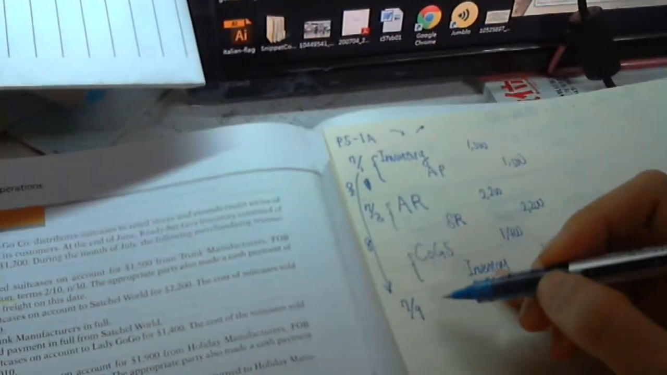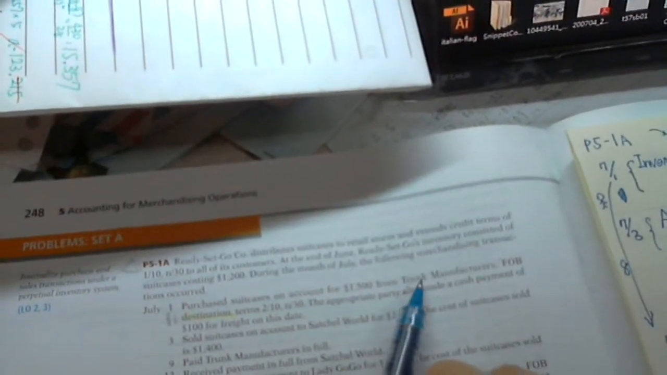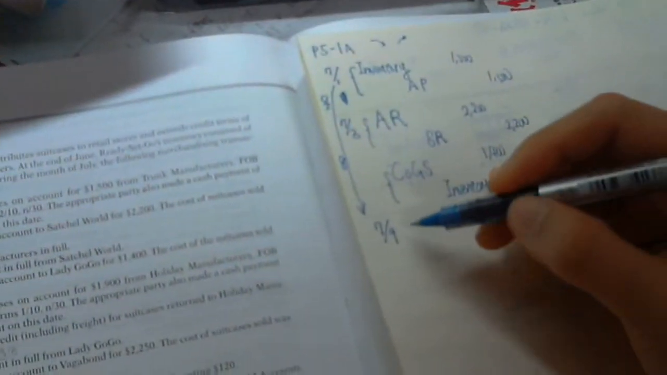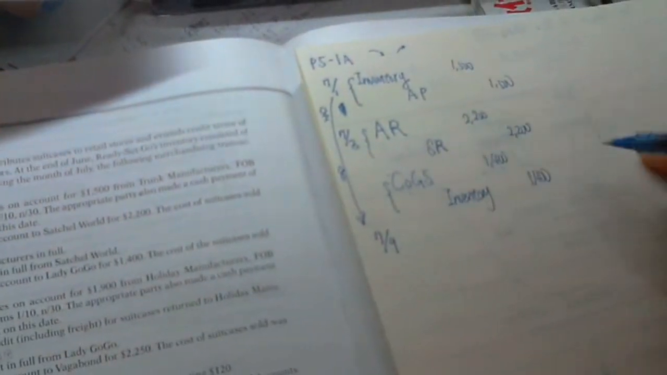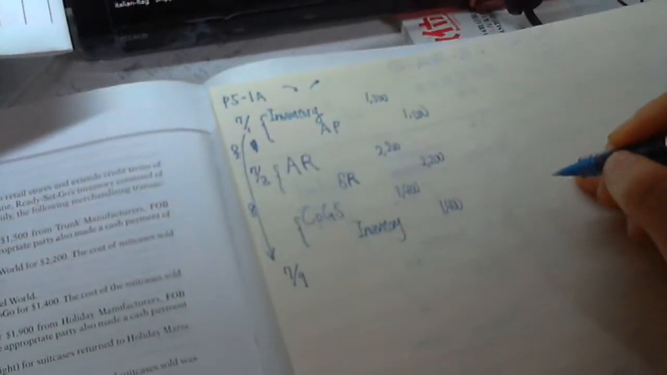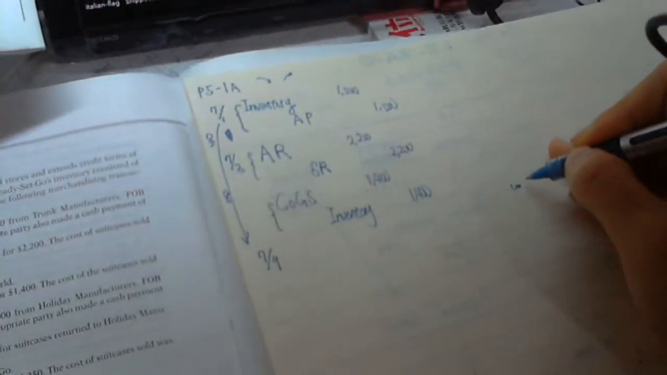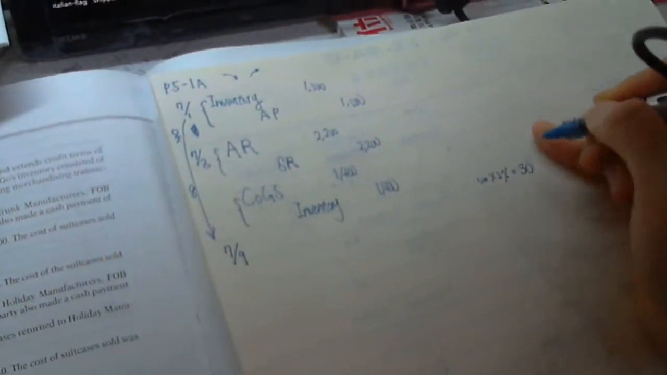Okay, so check July 1st when we did the business with the trunk manufacturers. It says there are terms: if we pay in 10 days, we get a 2% discount. Okay, so we have the 2% discount. Let's calculate first. How much is the 2% discount? So 1,500, 2% discount is, okay, $30.